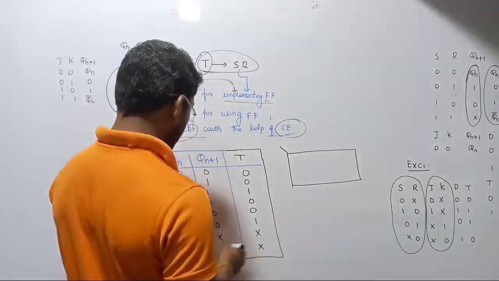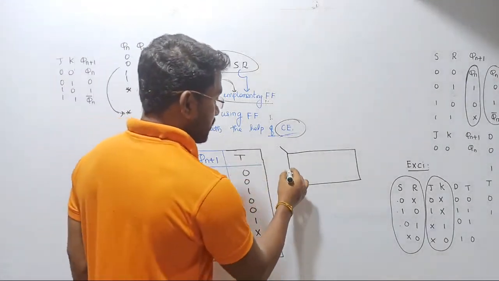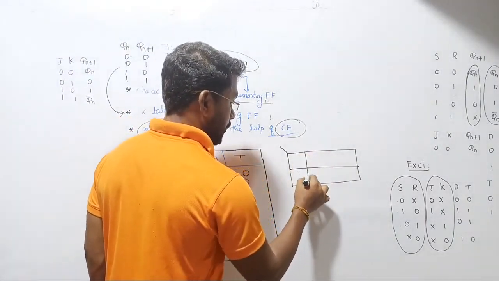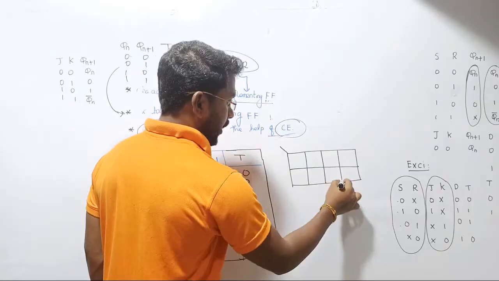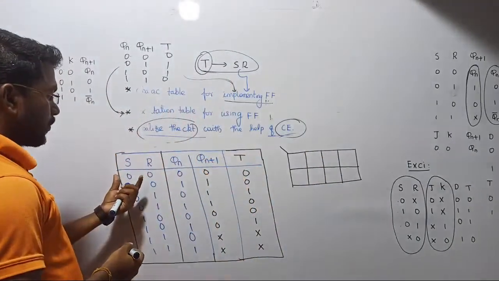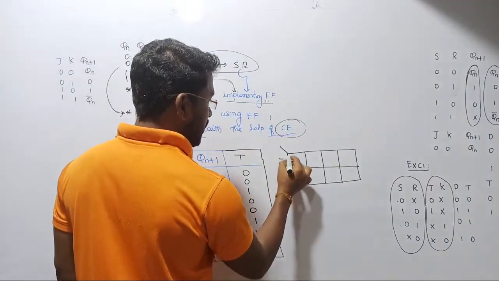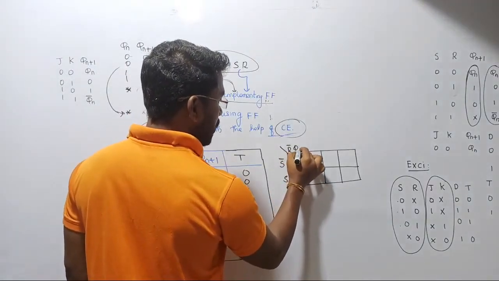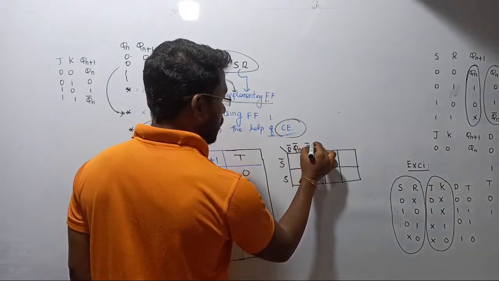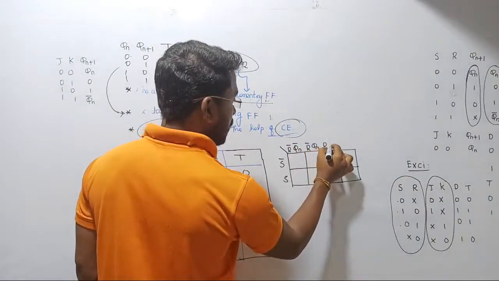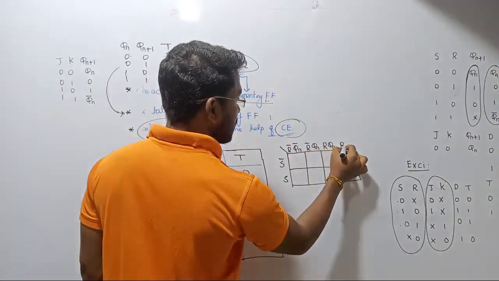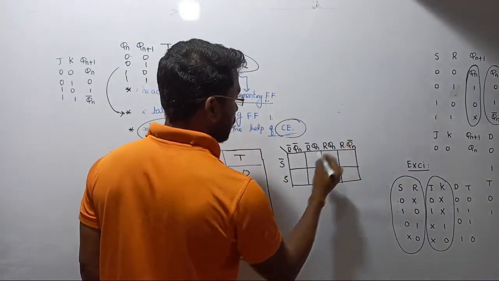Yeah, fine. I am just checking by myself. 1, 2, 3. Yeah, we have to consider what? Present input, past output, such that it is going to be S bar. Yes, this is going to be R bar, Qn bar, R bar, Qn. This is R dot Qn. This is R dot Qn bar.